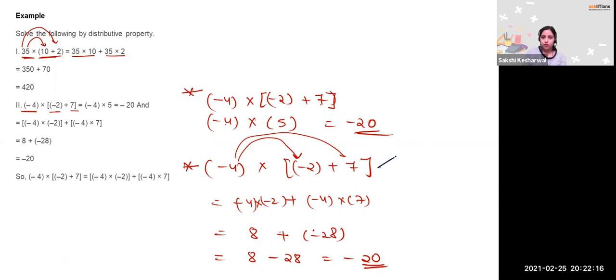Instead, you can write like this also, right? So it is like -4 into -2, right? Or either you can just write the answer without doing anything, right? So either you can just write like this also.